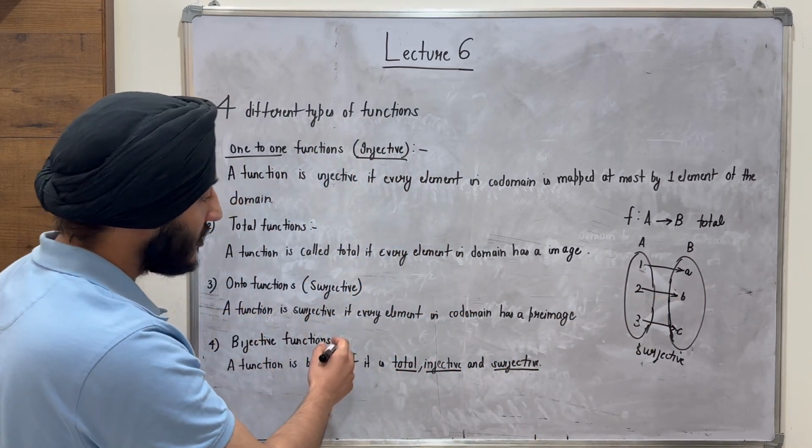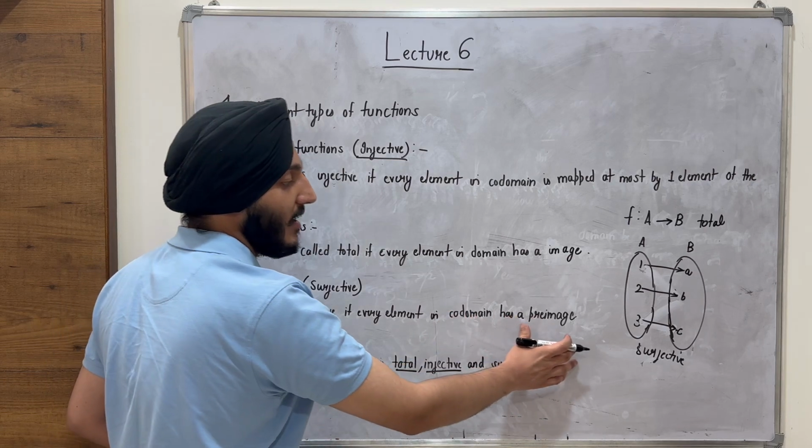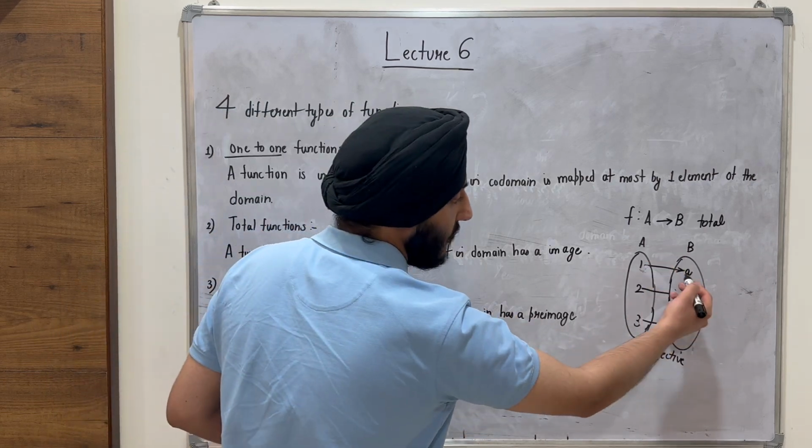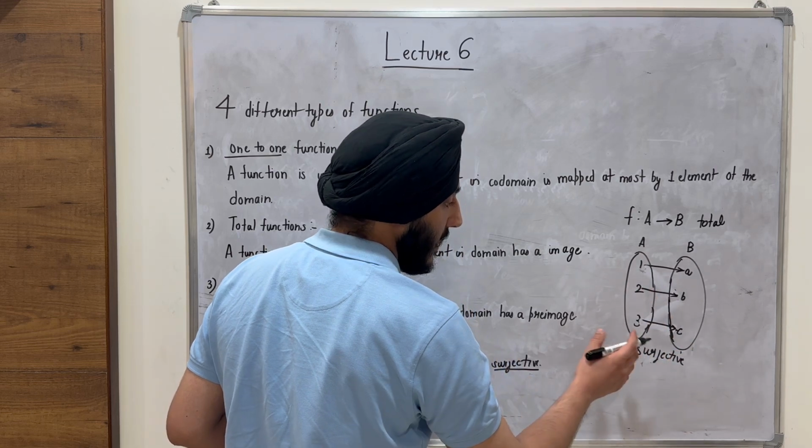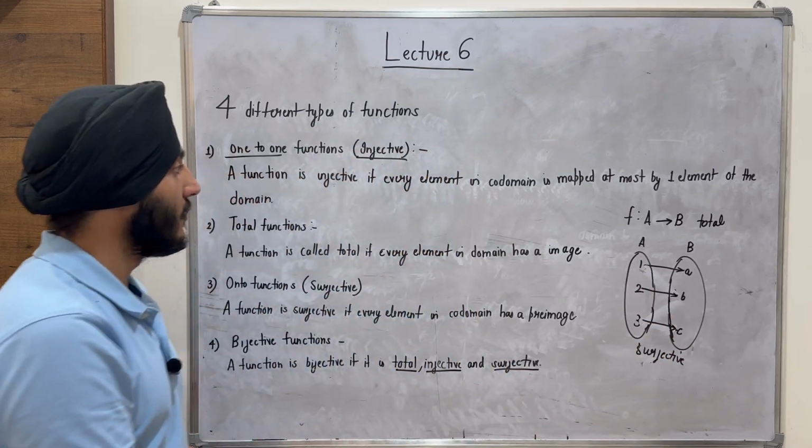Similarly, a function is surjective if every element in the codomain has a preimage. Every element in B has a preimage: A has 1, B has 2, C has 3. Hence, this is a surjective function.